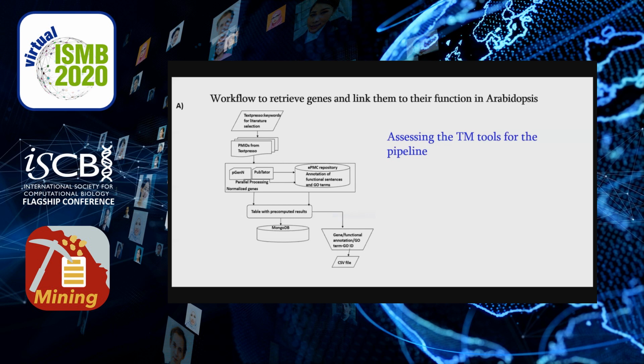We obtain functional annotation sentences as well as GO terms from EuroPMC. We selected some keywords and used them as inputs for the literature search from the Arabidopsis corpus in Testpresso. The abstracts obtained from Testpresso were passed to Pigeon and PubTator to retrieve gene mentions. Pigeon and PubTator were run parallel to each other, and then EuroPMC was used to obtain functional annotation sentences for some of the abstracts. We plan to store the data that we have collected in MongoDB. In the future, we would like to disseminate the outputs of our results in the iTestMine framework.